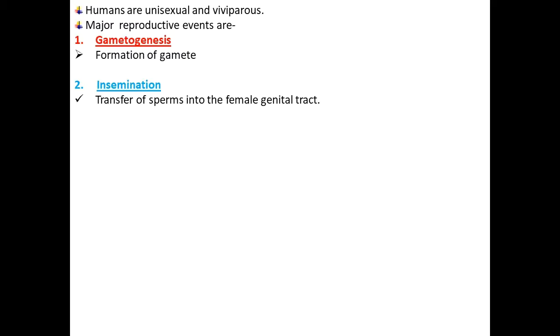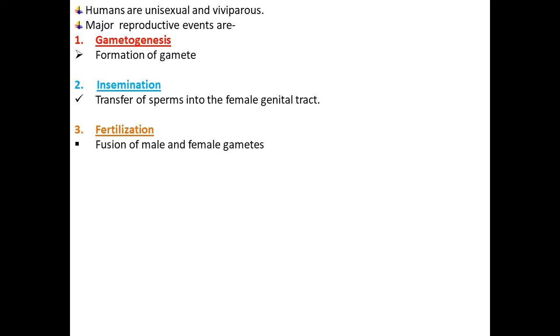Repeating, the first event was gametogenesis, gametes का बनना, and then gametes का transfer होना. When the gamete is transferred to the female reproductive tract, then the fusion of the gametes is there, called fertilization. The third event in sexual reproduction in human beings is fertilization. Fertilization means the fusion of the gametes.